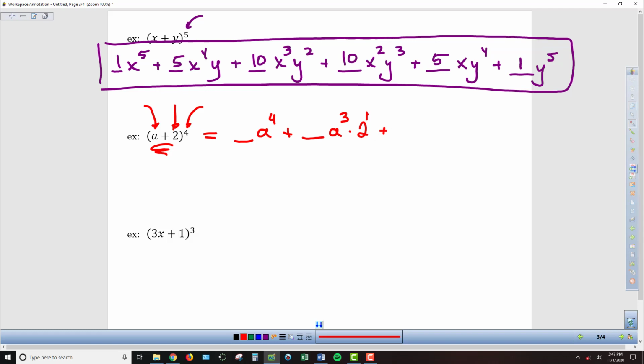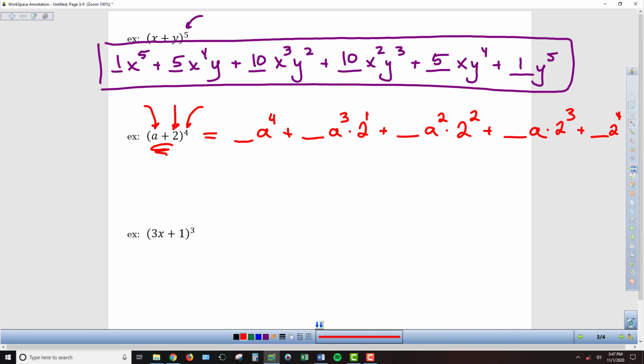And then the next term, leave space for the coefficient. A is counting down, 4, 3, we're down to 2. And then this time the second thing in the parentheses, the 2, is going to be raised to the second power, so that's counting up. So one more time, we've got the blank there for the coefficient. We'll fill in momentarily. It's going to be a to the first times 2 to the third power. And then finally our last term has no a in it, but it has 2 to the fourth.